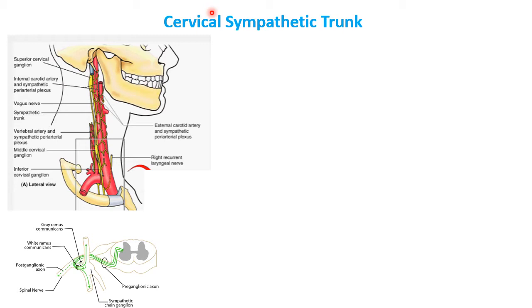In between them is present the cervical sympathetic trunk, in front of the transverse processes of the cervical vertebrae, in front of the roots of the transverse processes of the cervical vertebra. It is the continuation of the thoracic sympathetic trunk which we dealt with in the thorax. If you remember, that thoracic sympathetic trunk was present in front of the neck of the ribs. So in that same position, if we go cranially, we will find the cervical part of the sympathetic trunk.